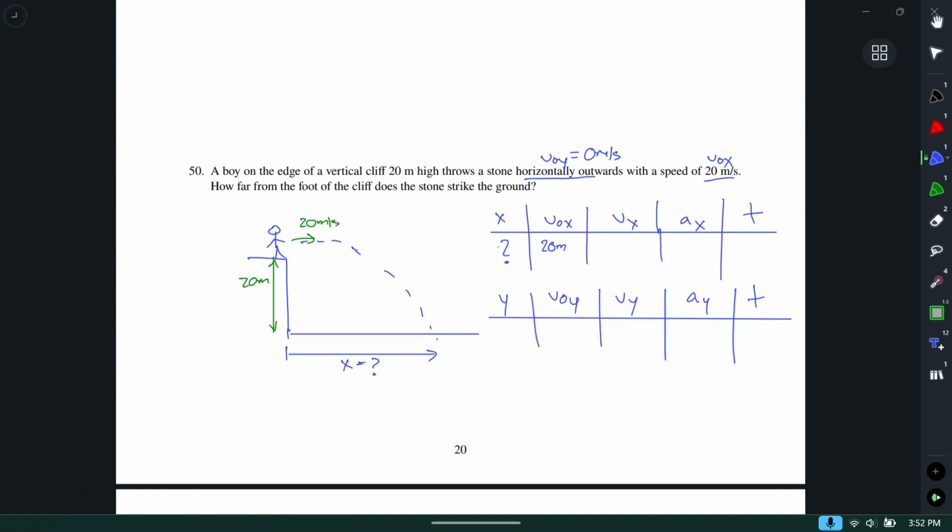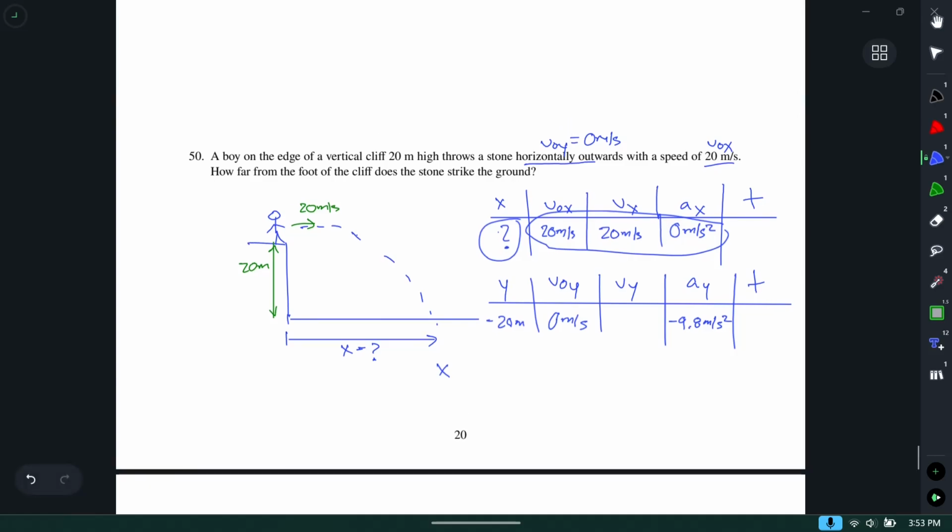I know this is 20 meters per second. Since Vx is always the same as V initial x, I could put it there too. Ax is 0. And then for the y, the stone again fell 20 meters. So I know it's negative 20 meters for the displacement. It has 0 initial y velocity. Ay is still always negative 9.8. And so we look at this and again say, all right, what are my options? So it kind of looks like I've got 3 and can find a 4th here.